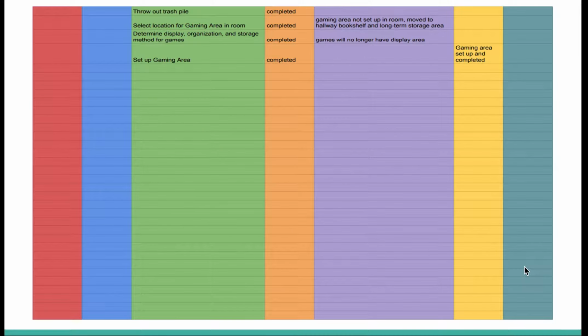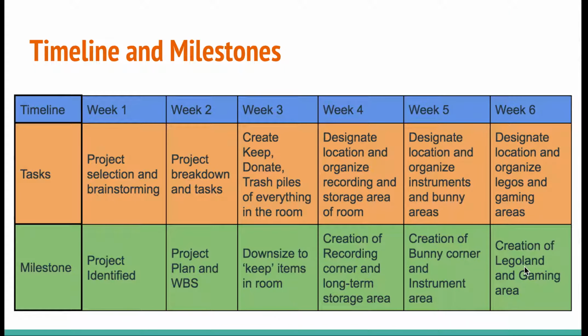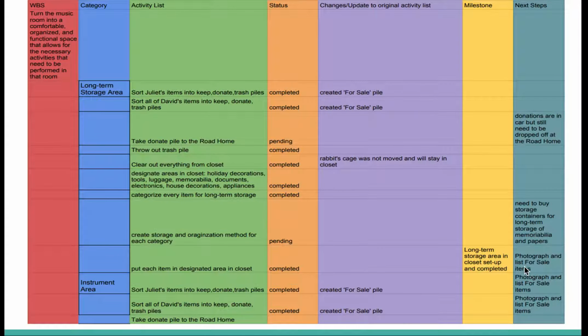There were a couple of other things that needed to be added. Oops, sorry, we're scrolling too far. For example, something really small that just didn't get finished was that the donation pile didn't make it to the Road Home. It's in the car and piled up in there. They just haven't been dropped off yet.